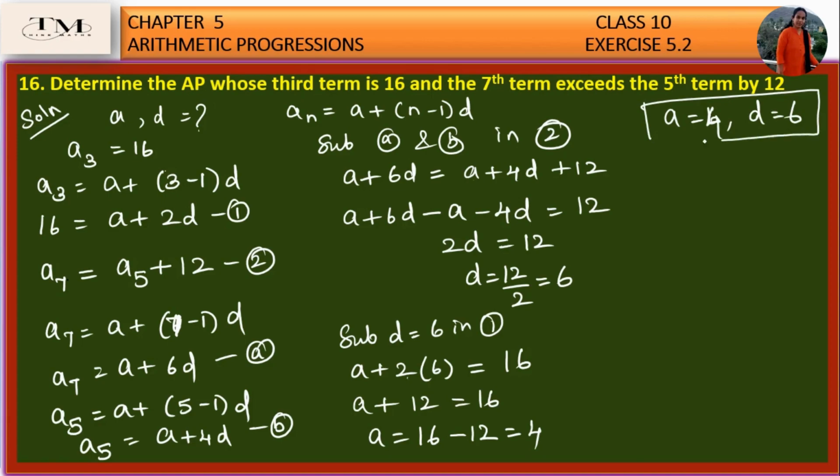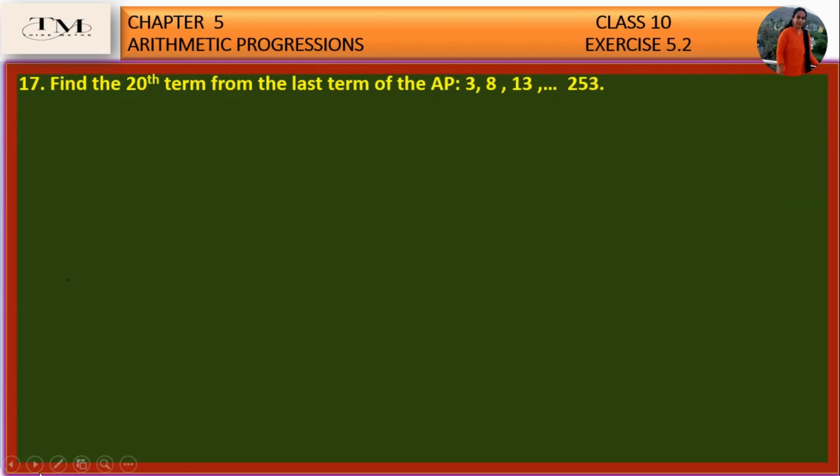So these are the values we get. So the AP can be framed. So a is equal to 4, so the first term is 4. The common difference d is equal to 6. We have to add 6 to the previous term. So 4 plus 6, 10. 10 plus 6, 16. 16 plus 6, 22. So this is the arithmetic progression we need. Okay, understood? Next one, find the 20th term from the last term of the AP.